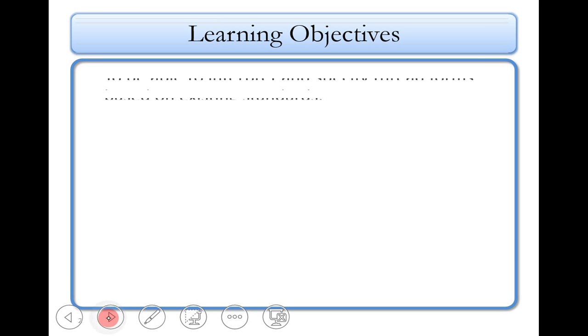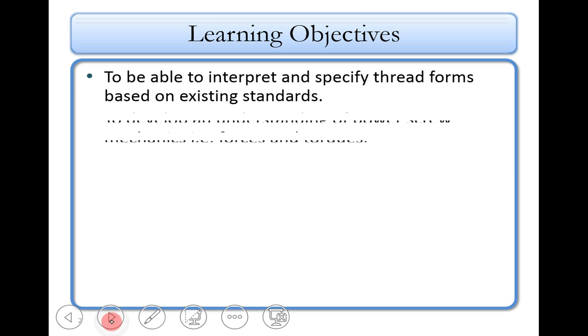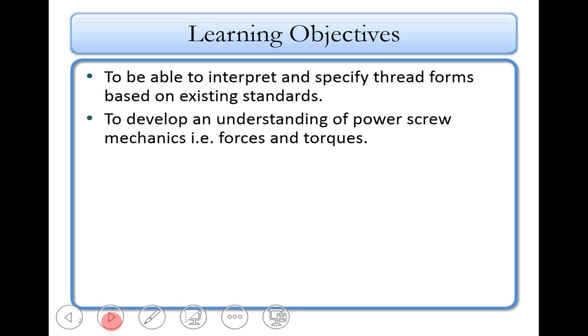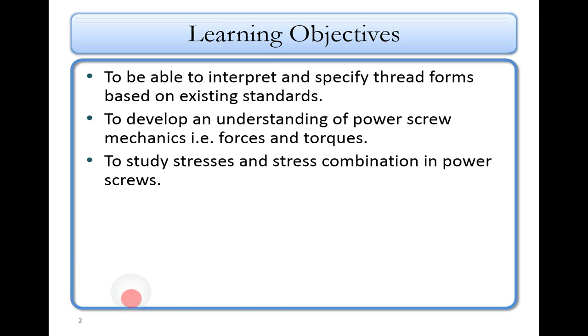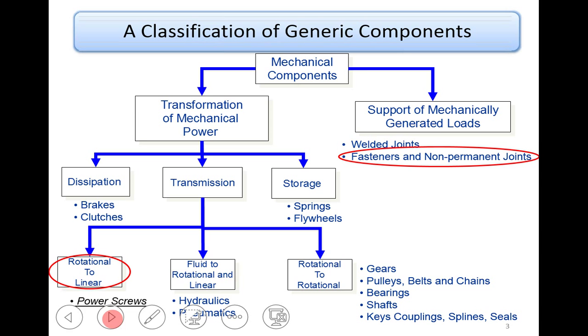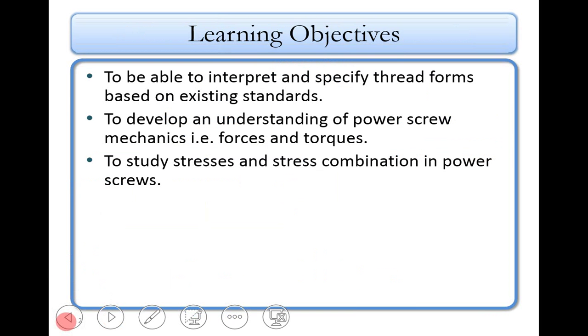Okay, so what we're going to do is look at different kinds of thread forms. Those are the basics of thread forms, and we're going to develop an understanding of power screw mechanics. Then from power screws, we're going to look at stress and stress combinations on the power screw threads, and in the next lecture we'll look at threaded fasteners for bolt joints.